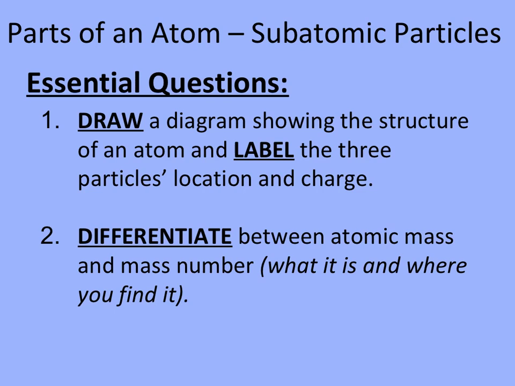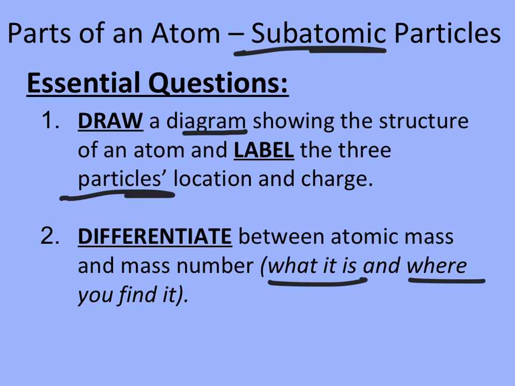Starting off the chemistry unit, we're going to start with some of the basics, the parts of an atom, the subatomic particles. Subatomic particles meaning what the atom is made of, what particles make up an atom. So the essential questions: we're going to need to be able to draw a diagram showing the structure of an atom and label all three particles in their location and charge. And number two is differentiate between atomic mass and mass number. That means what it is and where you find it.